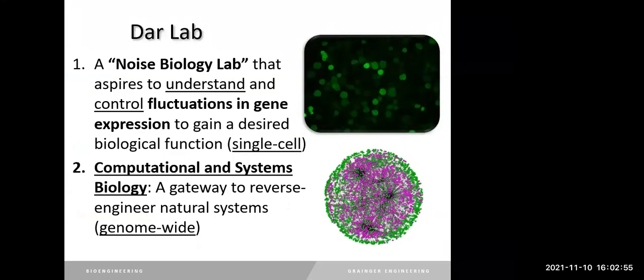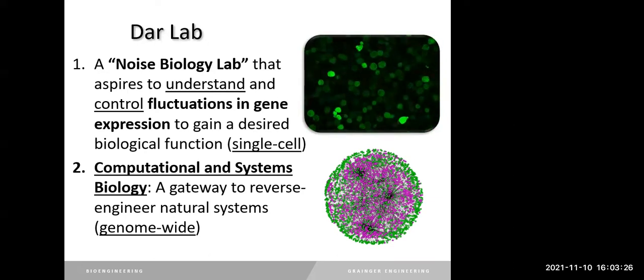So my lab is a noise biology lab in that we aspire to understand and control fluctuations in gene expression to gain desired biological functions at the single cell level. Here you're looking at a movie of T cells that are adhered to a glass substrate, and they're being imaged over time, and they're expressing a fluorescent protein. And these are some of the types of technologies that we're using in order to make single cell measurements.